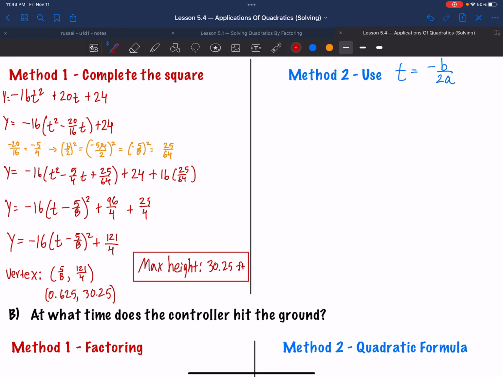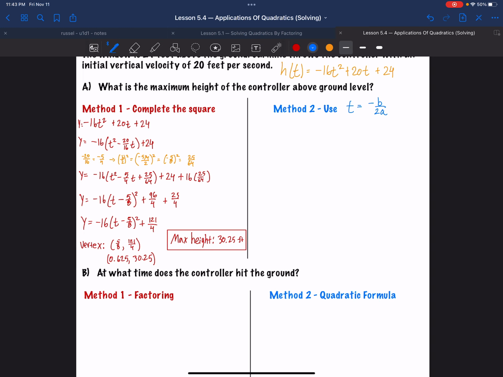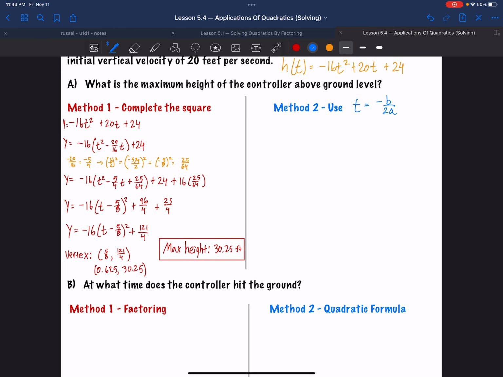Now, that wasn't the worst completing the square problem. That's actually really not that bad. It's a decent one. But there you go. That's finding the max height by completing the square. Now, method 2, this is the new method I want to show you. You got your complete the square for method 1. Let's use method 2 now.